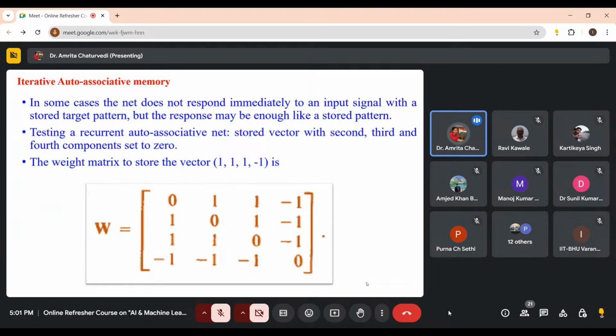Now in some cases, the net may not give you the correct output in one go, in one iteration, right? So in that case, you may require multiple iterations of the auto-associative memory network. Such networks are called iterative auto-associative memory networks, right? So testing a recurrent auto-associative net, you get the stored vector in maybe second or third or fourth iteration. Okay. So suppose the weight matrix to store the vector 1, 1, 1 minus 1 is this, right? This is the weight matrix that you have obtained after completing the training process.